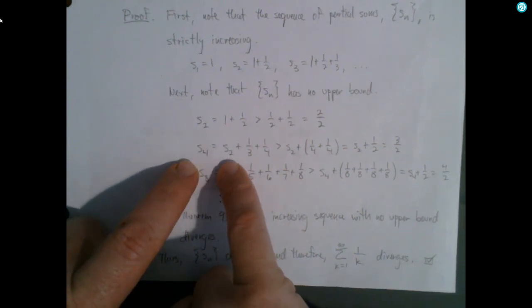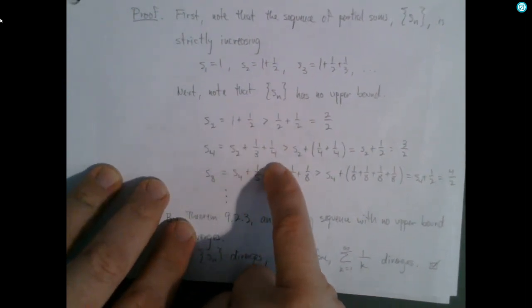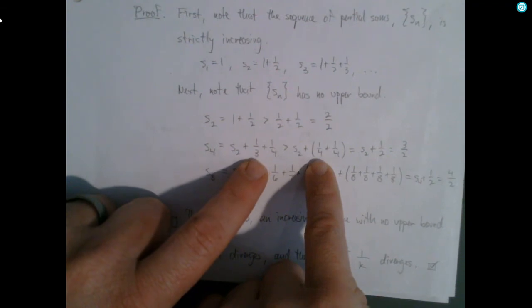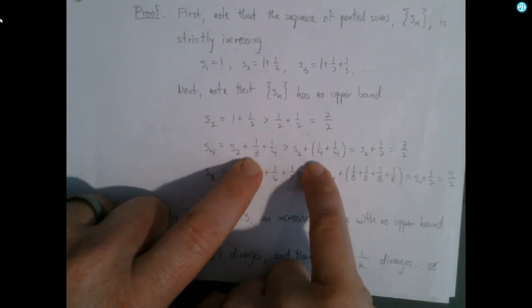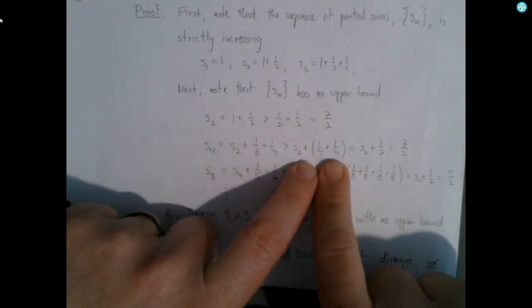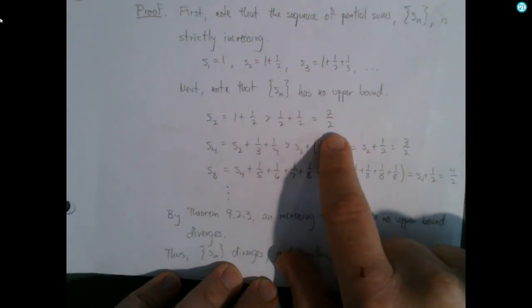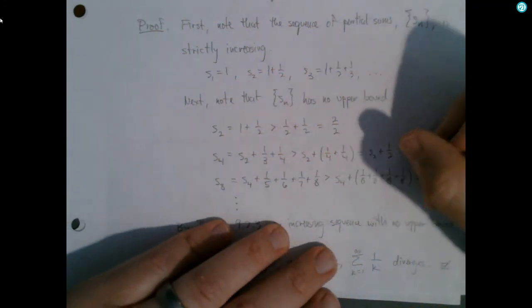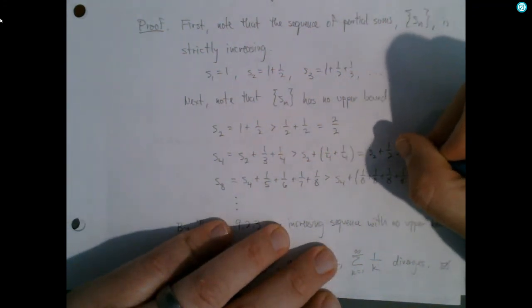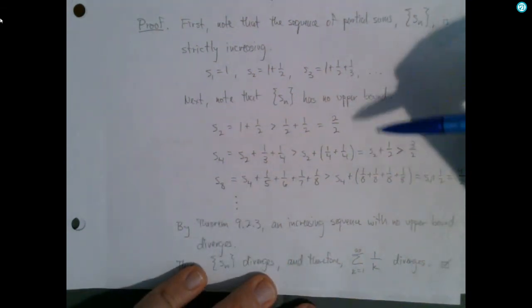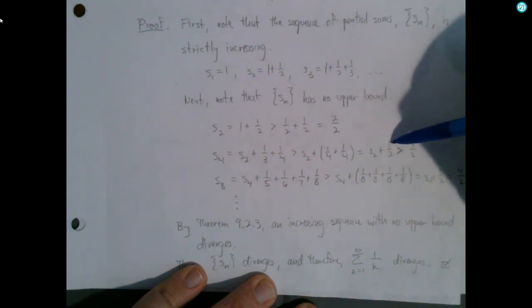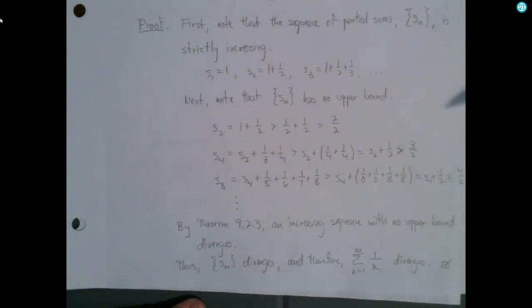S4 equals S2 plus 1/3 plus 1/4. And now that is greater than S2 plus 1/4 plus 1/4, right? 1/3 is bigger than 1/4, so this thing is bigger than this thing. Now 1/4 plus 1/4 is 1/2. S2 we said is greater than 2/2, so S4 is greater than 2/2 plus 1/2, which is 3/2. Okay?